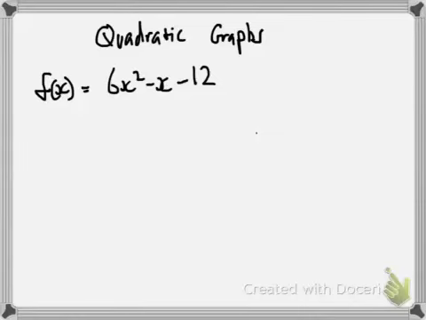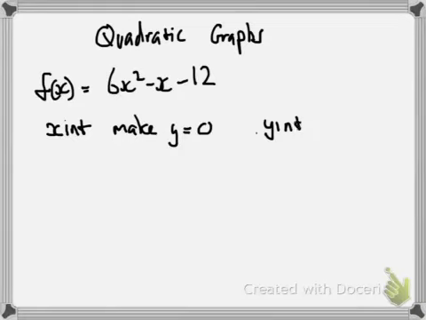Let's now look at quadratic graphs, and here's f(x) = 6x² − x − 12. It's quadratic because it's got a degree of 2, so it's an x squared graph. I mentioned before in linear graphs that the key points we want to find are the x-intercepts, and to find those we make y equal 0. And to find the y-intercept we make x equal 0.